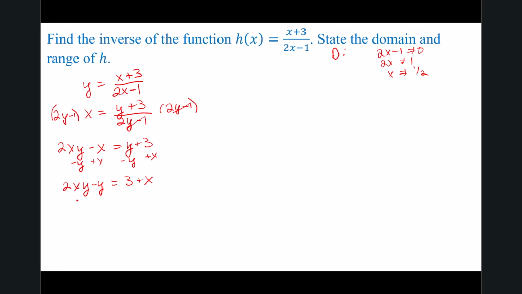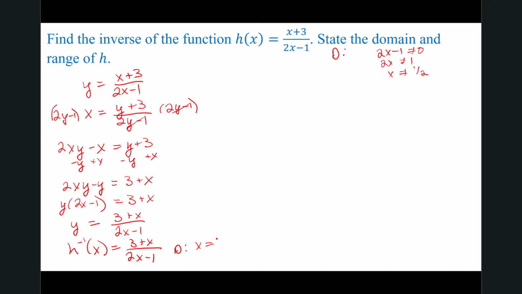Now to finish solving for y, I can factor y out on the left side. I have y times 2x minus 1 equals 3 plus x. Now I can divide by the 2x minus 1, and I have solved for y. So I've isolated the y. Y equals 3 plus x divided by 2x minus 1. So h inverse of x is 3 plus x over 2x minus 1. Notice the domain of this function is still x cannot be 1/2.